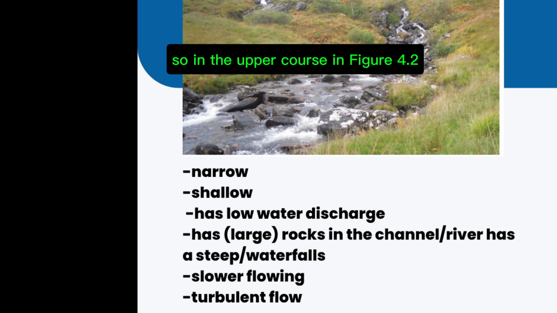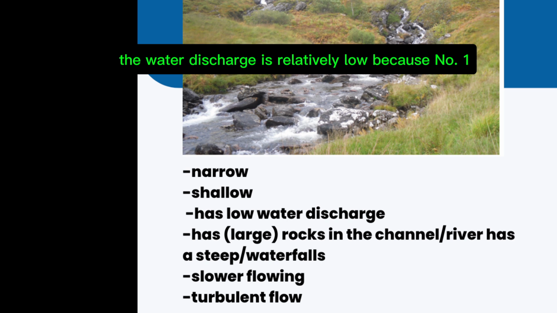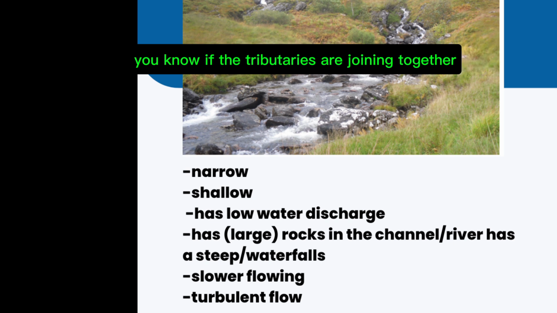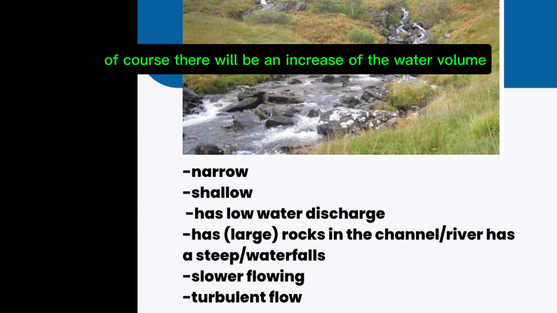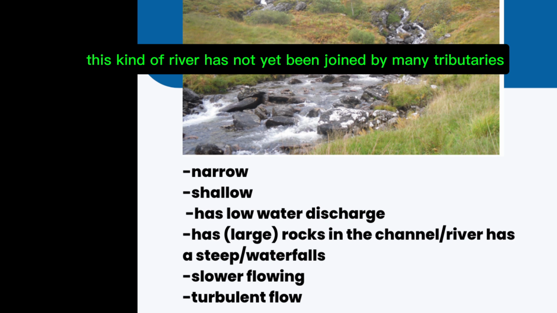So in the upper course in figure 4.2, the water discharge is relatively low because, number one, the river has not yet been joined by many tributaries. If tributaries are joining together, of course there will be an increase in water volume. But in this figure, this kind of river has not yet been joined by many tributaries.